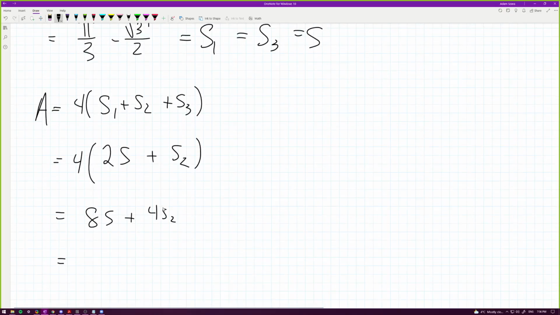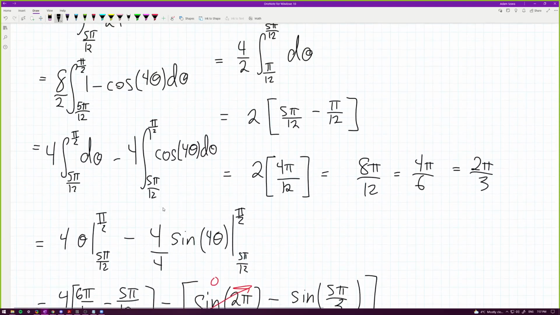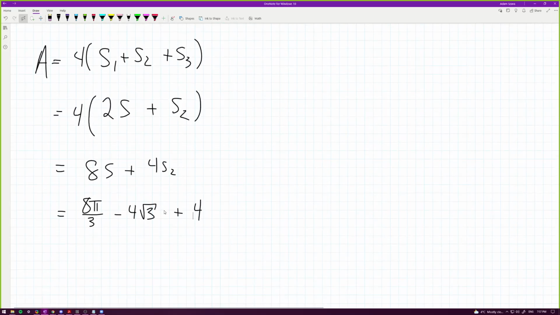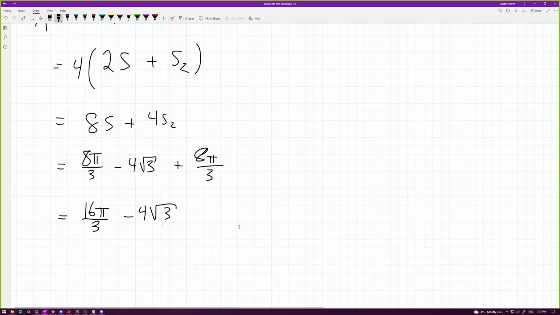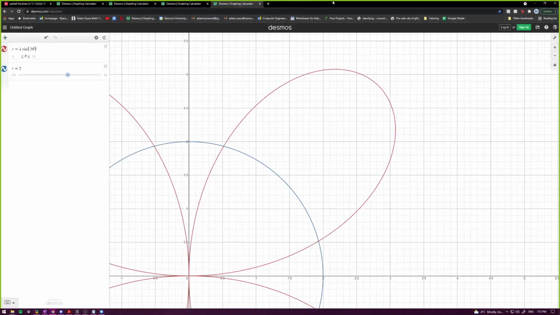Okay, so that's going to be 8 pi over 3 minus 4 root 3 plus 4 times this right here. So 4 times 2 pi over 3, which is just 8 pi over 3. Okay, and then this is going to just turn into 16 pi over 3 minus 4 root 3. That doesn't simplify, no common factors. Okay, there we go. And that's our final area for that question. I'm pretty sure that's right. Let's make sure.